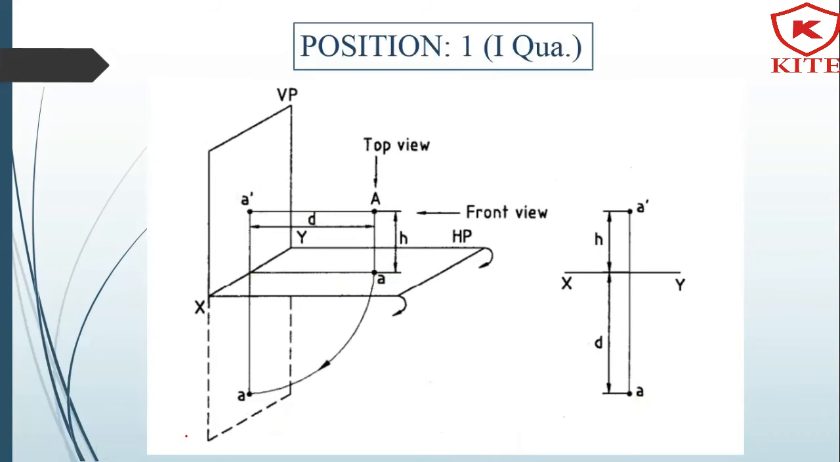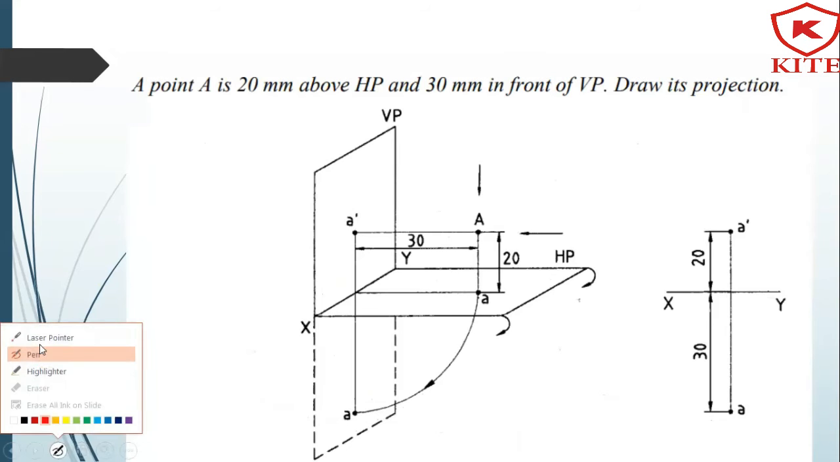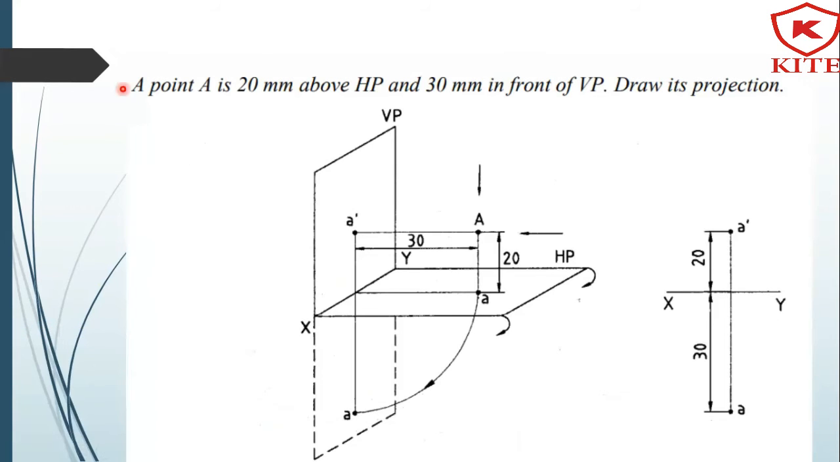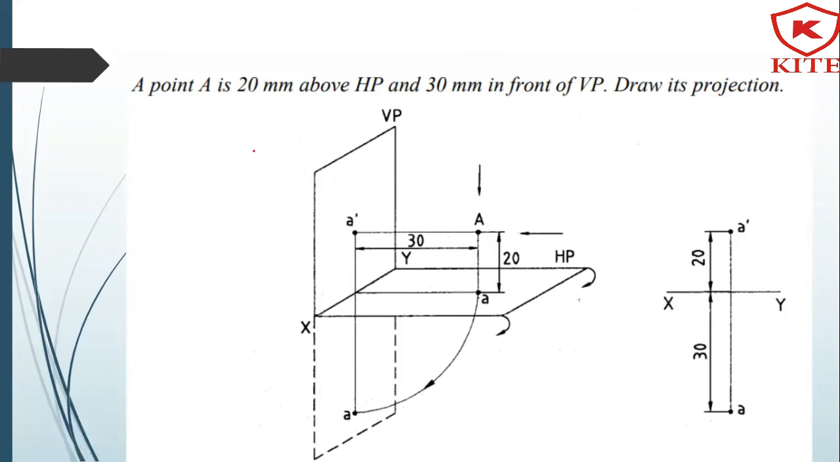Now look into the example. In the example, it has been said that a point A is 20 mm above HP and 30 mm in front of VP. Draw its projection. So we decide that first of all we have to break the problem into small parts. So here it is mentioned that above HP.